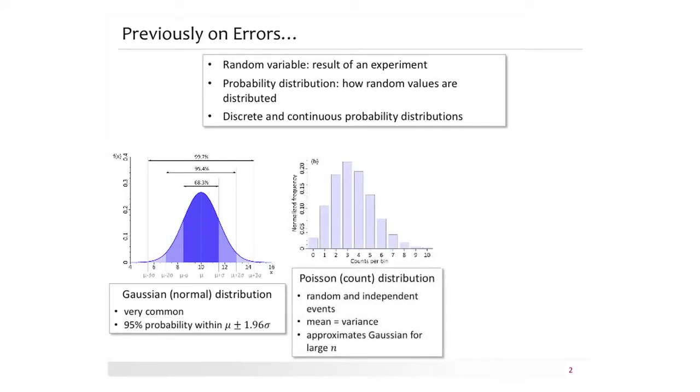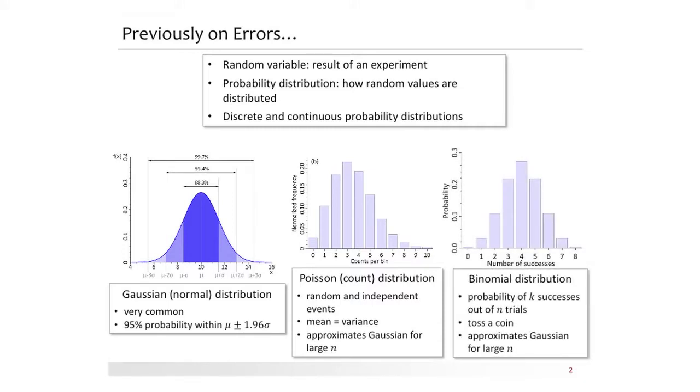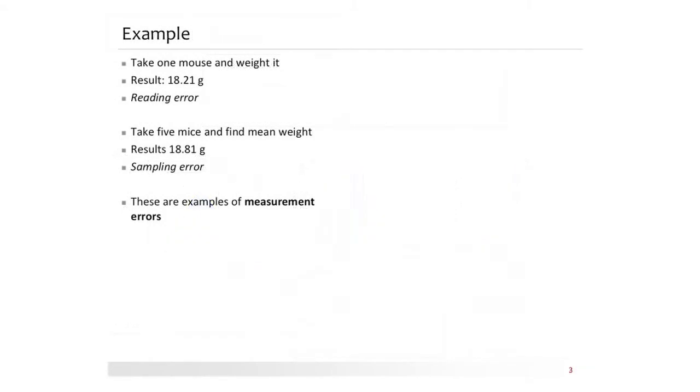Poisson distribution or count distribution, which requires random and independent events. Mean equals variance. That's the thing I want you to remember about this. And this distribution approximates Gaussian for large n. And finally, binomial distribution. It's a probability of k successes in n trials. The simplest example is when you toss a coin several times. The probability of having that number of heads in 8 throws looks this way. And again, this distribution approximates Gaussian for large n.